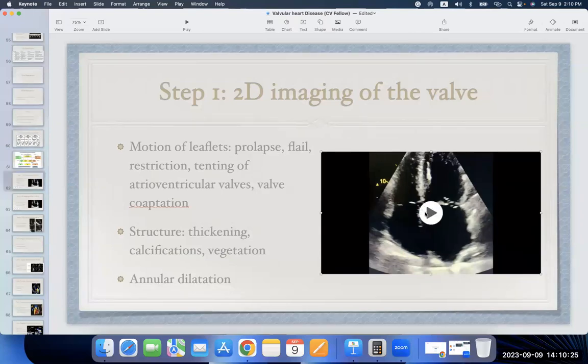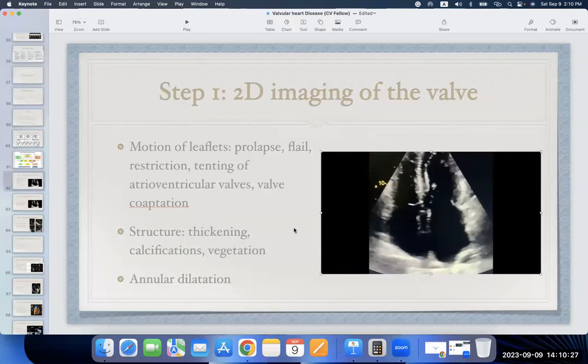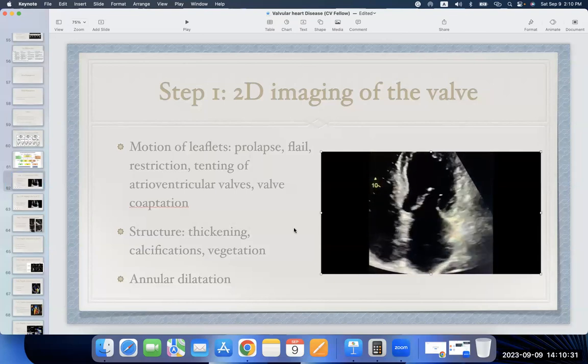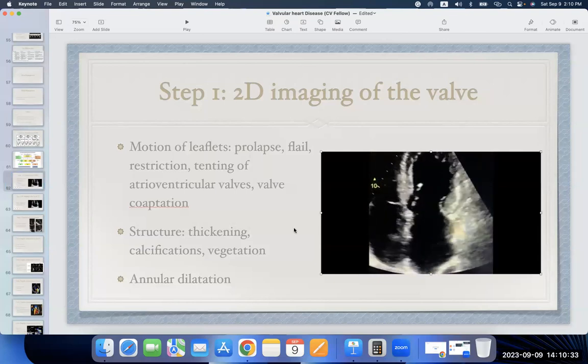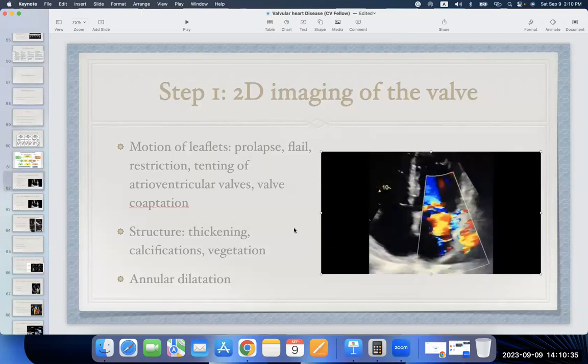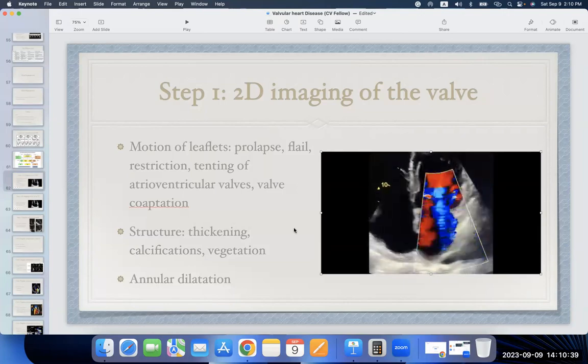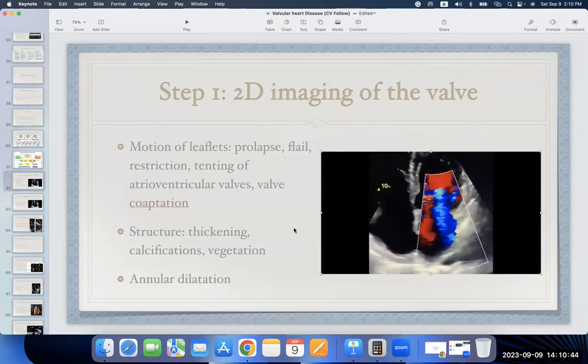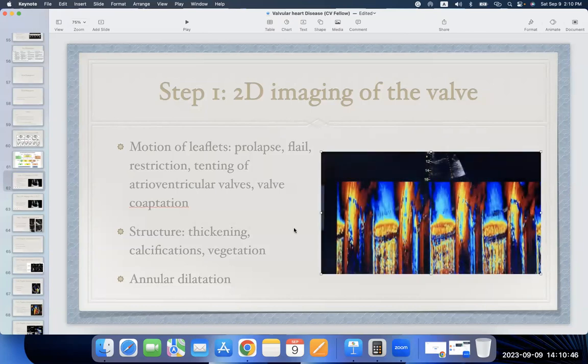For example, this patient has a rupture of the cords, and that is causing a severe mitral regurgitation. So look for any prolapse, flail, restriction, or tenting of the valve. Look for any thickening, calcification, vegetation, and also you can measure the annulus for any dilatation.